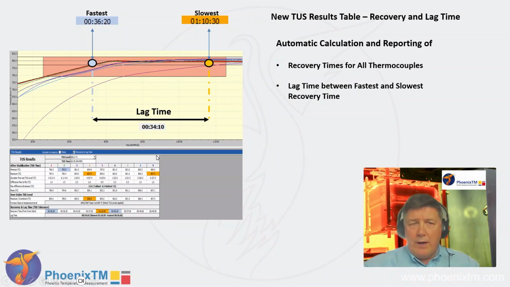Just to reiterate how the analysis is performed. The fastest recovery time is the first thermocouple to reach the minimum TUS limit. The slowest is the last thermocouple to reach the minimum TUS limit, and the lag time is the time difference between those two separate events. But it's automatically calculated and reported in the table for you.